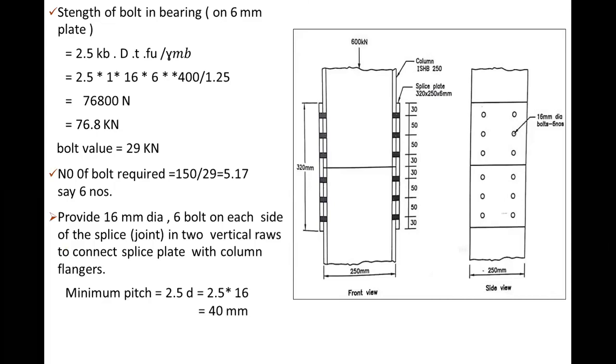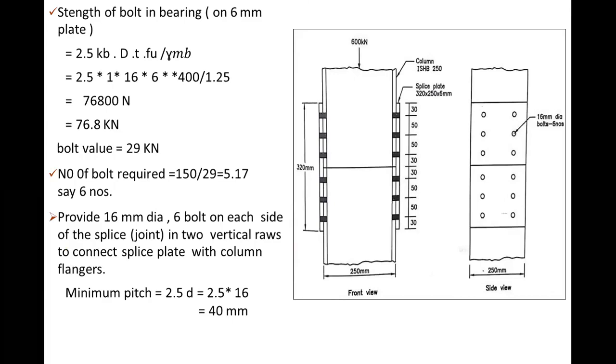So here the equation for finding the number of bolts required is equal to the load, which is 150 kilonewton, divided by the bolt value, which is 29, right? So let's say 6 bolts are provided, right? So provide 16 mm diameter, 6 bolts on each side of the splice in 2 vertical rows to connect the splice plate with the column flanges.